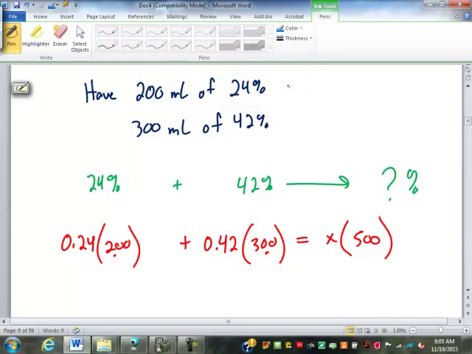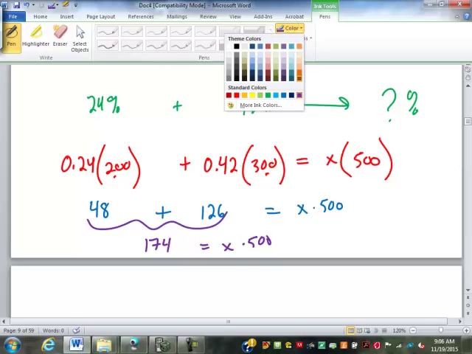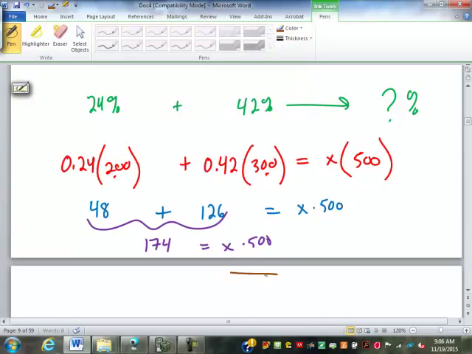So now 0.24 times 200 is 48 milliliters. 0.42 times 300 is 126 milliliters. That equals x times 500. And now we're going to solve for x. 48 plus 126 is 174, equals x times 500. What are we going to do? Divide by 500.